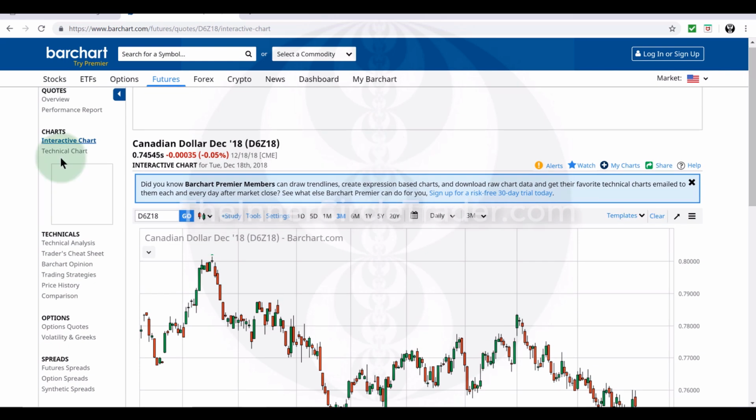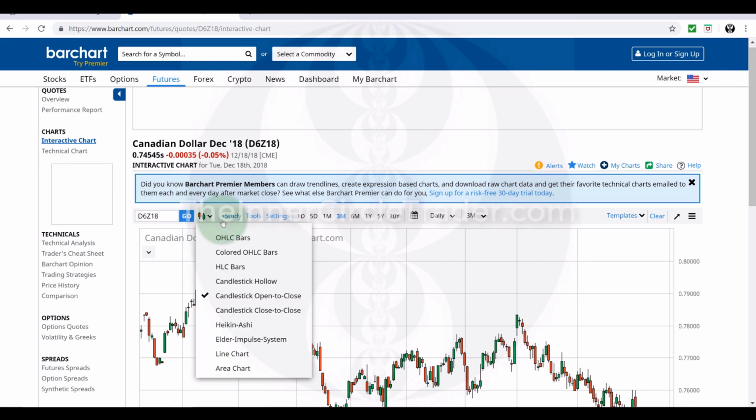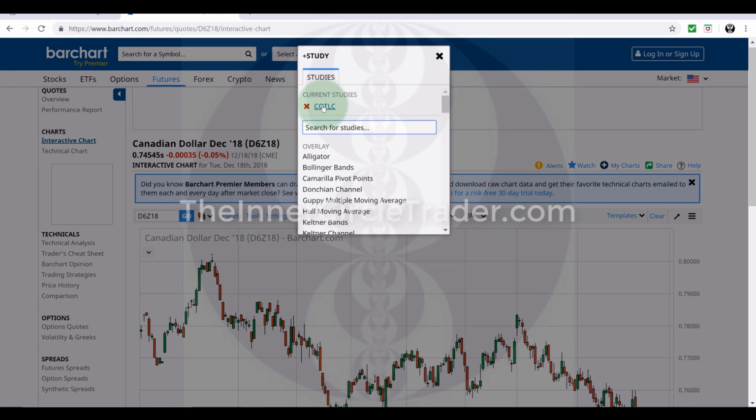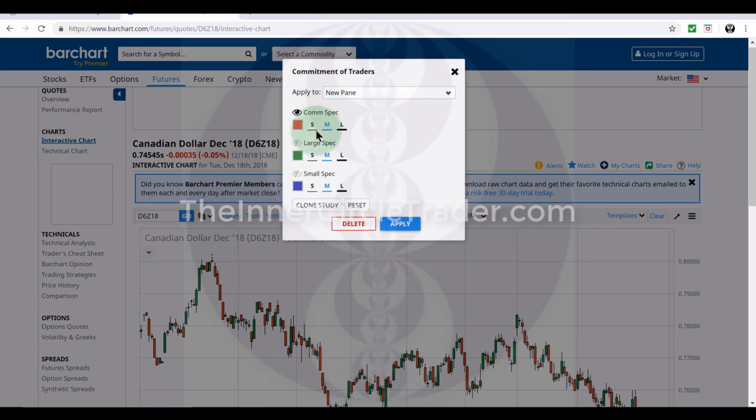Not the technical chart, I said that wrong, I'm sorry. The interactive chart. Usually I show you with the technical chart, but if you want to remove the large speculators and the small speculators and just show the commercials, you would just go into the studies here. And I have the little eyeball toggled, so it's got a little line in it, and only the commercials are showing the eyeball. If you want just the large specs to show up, you would do that.